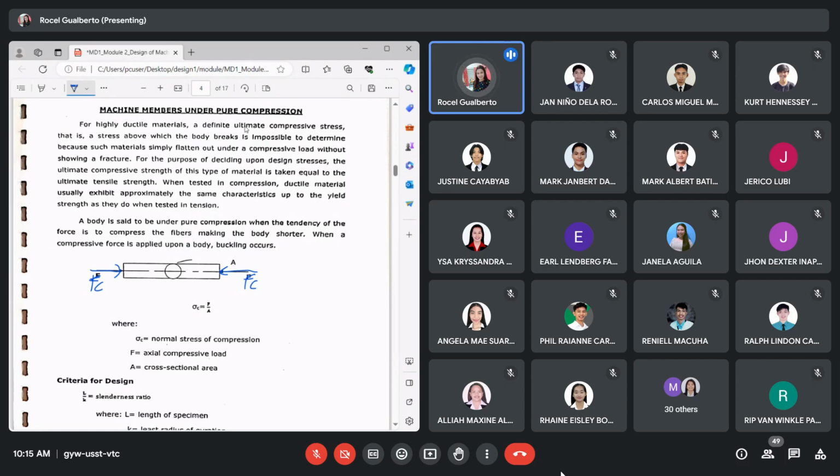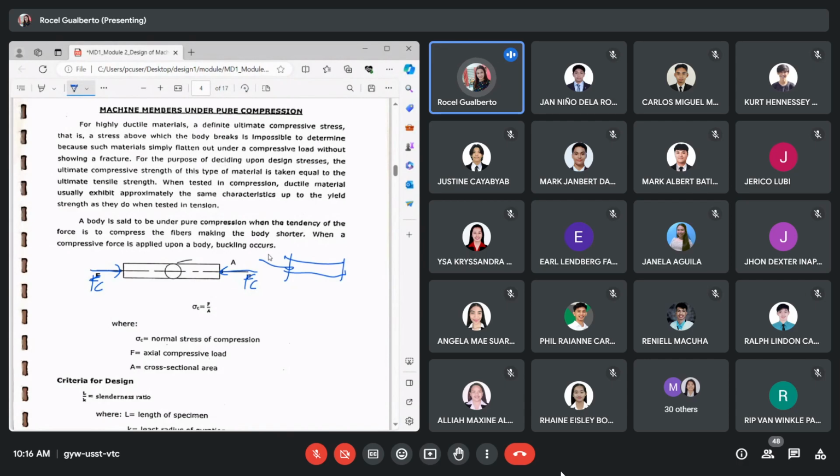So, yung bending po, it is not noticeable kung maikli lang yung member. Pero kung siya po ay mahaba, at tapos manipis nga po yung cross-section, nagkakaroon ng bending. So, yan po ngayon yung titingnan natin kapag meron tayong members under pure compression. Hindi po siya katulad doon sa tension. Sa tension po kasi, ano nangyayari?